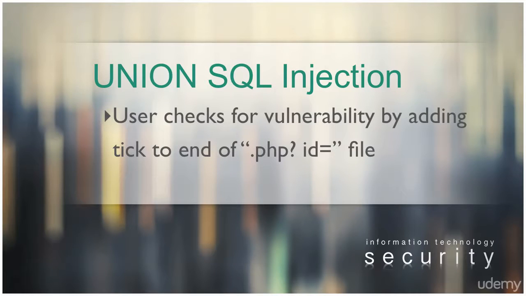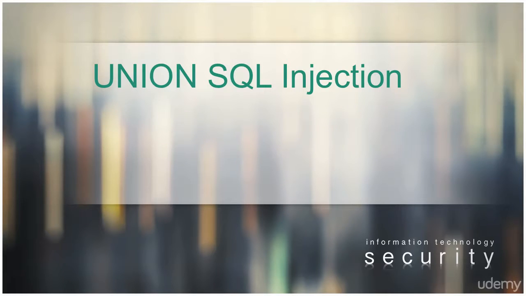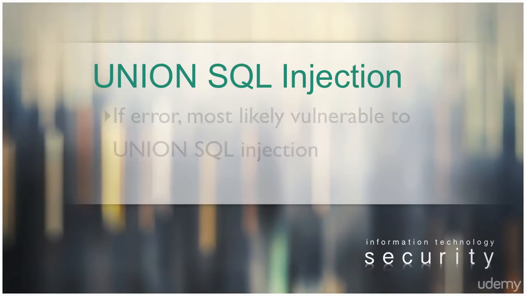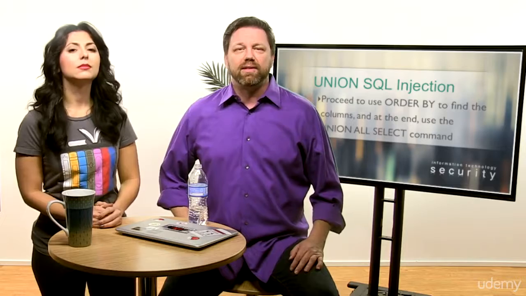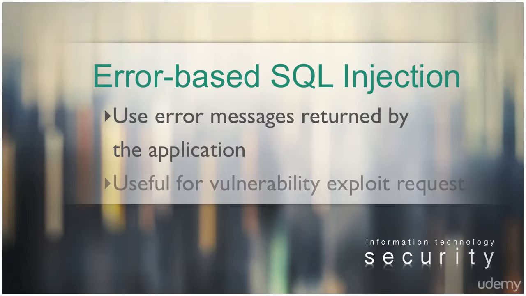The user then checks for the vulnerability by adding a tick to the end of a .php?id= file. If it comes back with a MySQL error, the site is most likely vulnerable to union SQL injection. Then he proceeds to use ORDER BY to find the columns, and at the end he uses the UNION ALL SELECT command. The attacker can make use of database-level error messages returned by the application. They're very useful for building a vulnerability exploit request. There are even chances of automated exploits based on the different error messages generated by the database server.